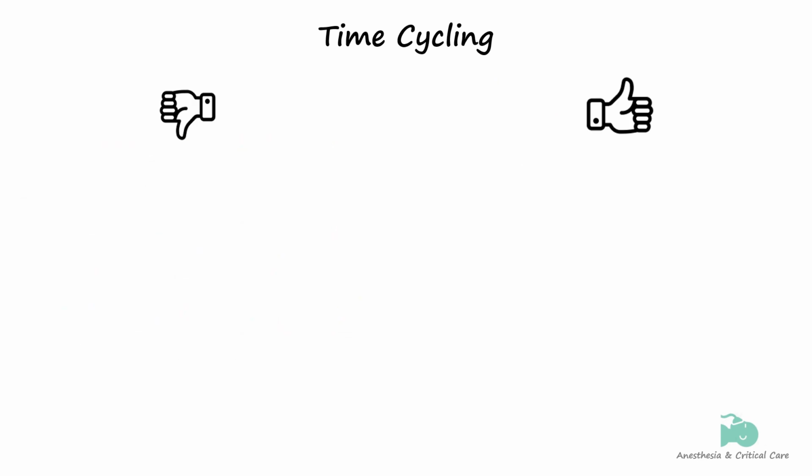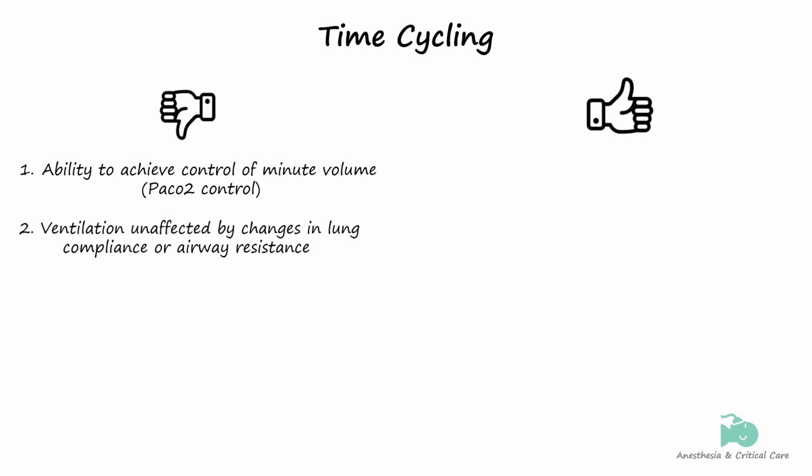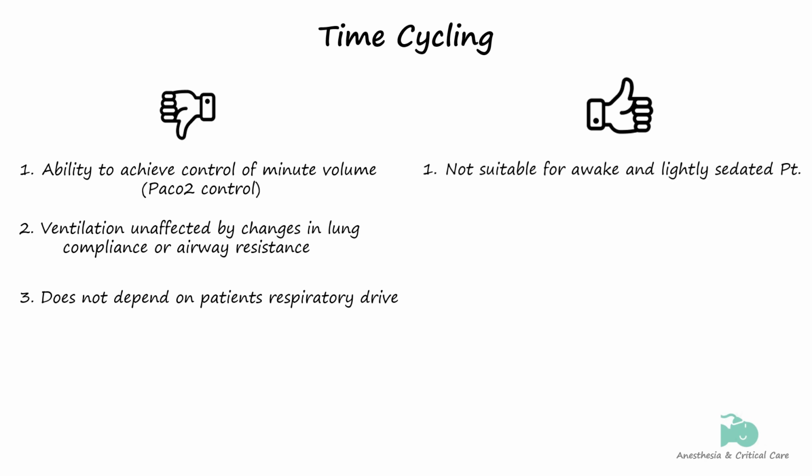The advantages of time cycling of breath include the ability to achieve careful control of minute volume, which is beneficial in scenarios where precise control of partial pressure of carbon dioxide is required. Ventilation remains unaffected by changes in lung compliance or airway resistance because the timing of the breath is governed by a timer rather than being influenced by respiratory system parameters. Additionally, minute ventilation is not impacted by an unreliable respiratory drive, making this method suitable for patients who are paralyzed or deeply unconscious. However, this method also has disadvantages, which are basically the disadvantages of mandatory modes of ventilation.